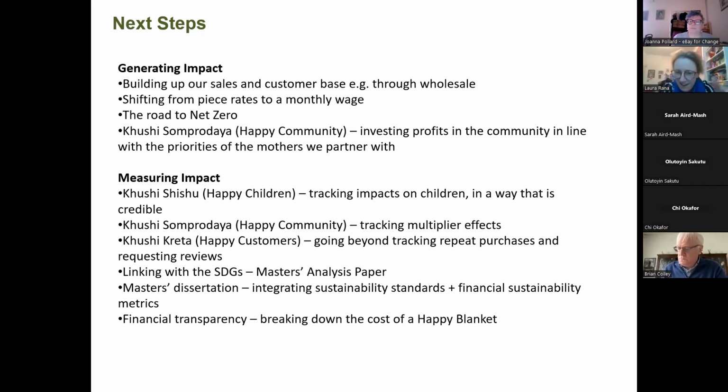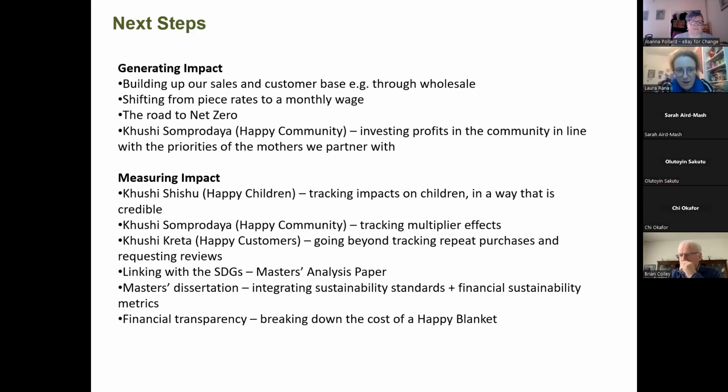And then, as I said, in terms of customers, I would love to come up with some sort of approach for tracking positive impacts on customers beyond what we do at the moment. We're trying to figure out the percentage of customers that make a repeat purchase, and then getting some reviews, so we've got some qualitative data.